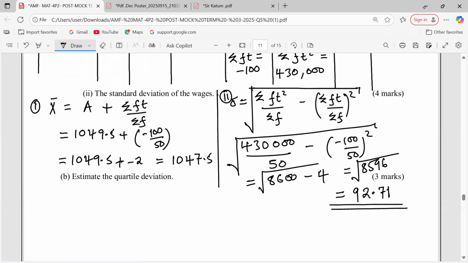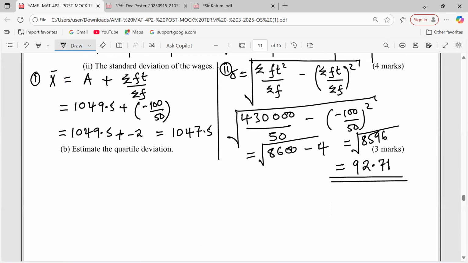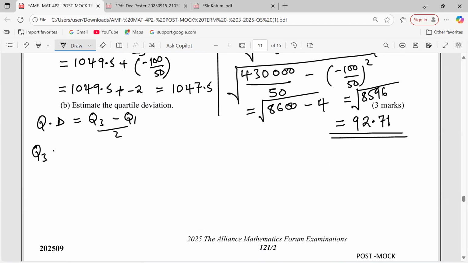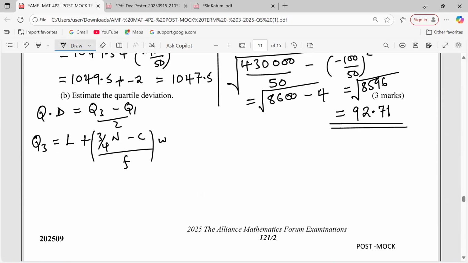Now we are in the last part of this statistics question, whereby we are estimating the quartile deviation. Remember, quartile deviation is also called the semi-interquartile range and is given by Q3 minus Q1 out of 2, meaning that we have to estimate all this. Q3 is 3/4 of data, and we give it by the lower class boundary of the Q3 class plus 3/4 of n minus cumulative frequency before that class, times frequency, multiplied by class width.